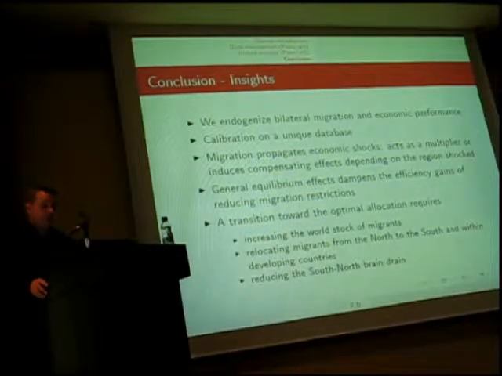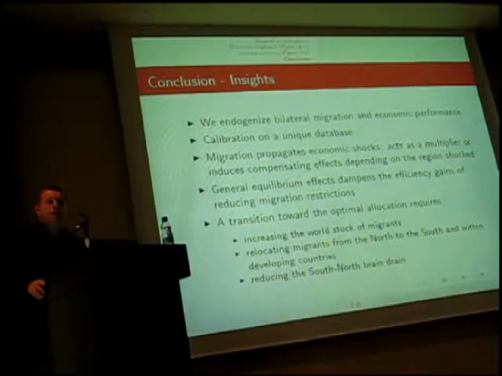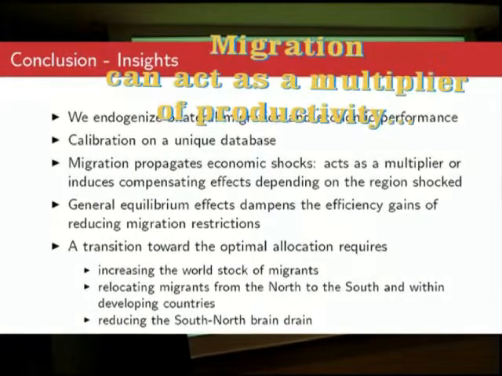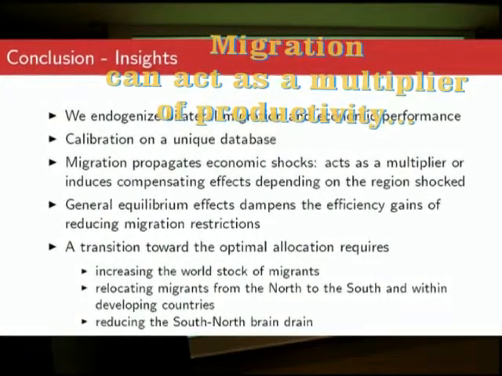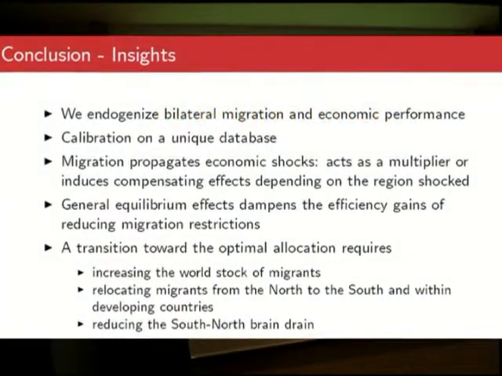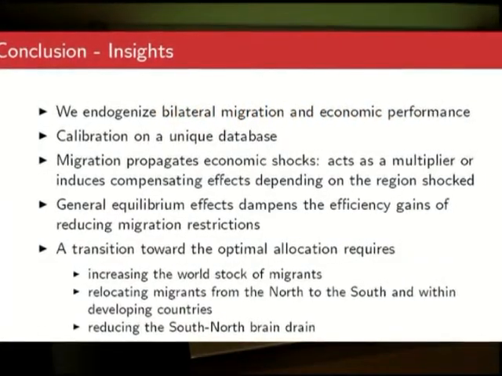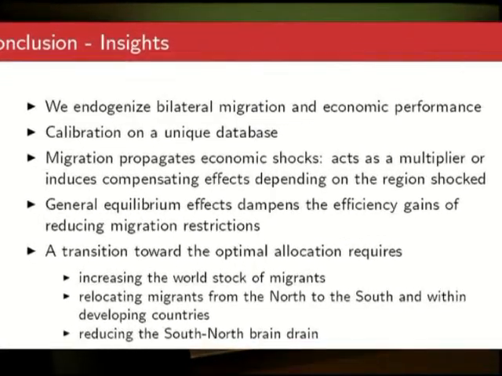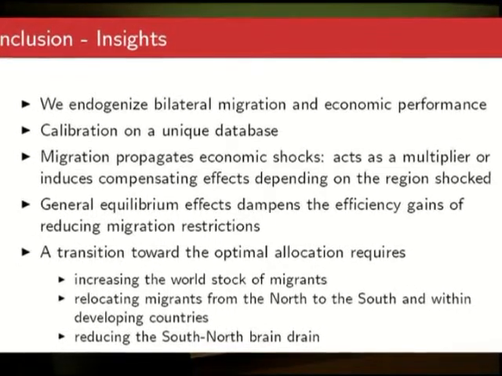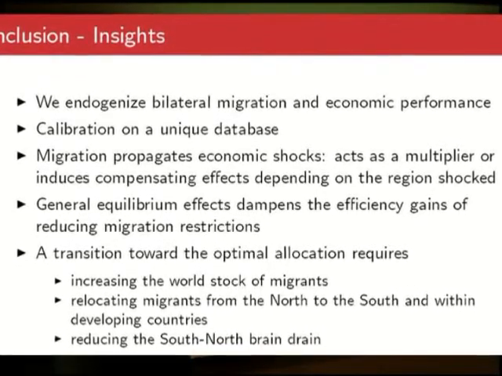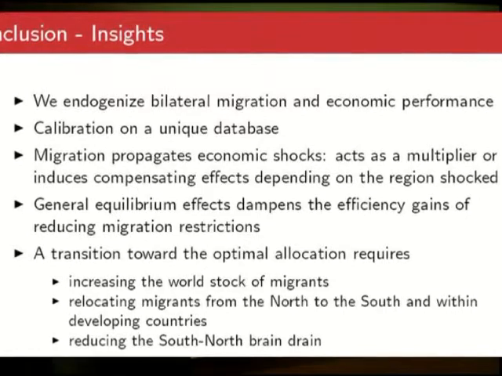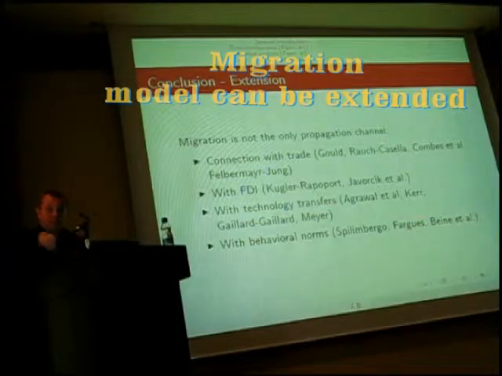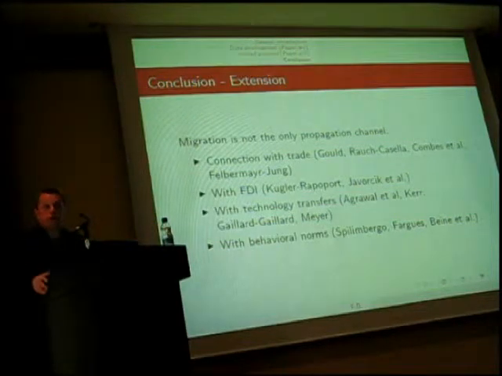Well, conclusion, 1 minute. So we endogenize migration and economic performance in the same model. We calibrate that model properly on the unique database. We see that migration propagates shocks, and can be a multiplier or dampening phenomenon. General equilibrium effects are very important if you want to deal with the welfare benefits of migration. And we see that a transition towards an optimal allocation would require lowering the migration rate from the south to the west. And you have so many studies showing that migration interacts with these other propagation mechanisms.